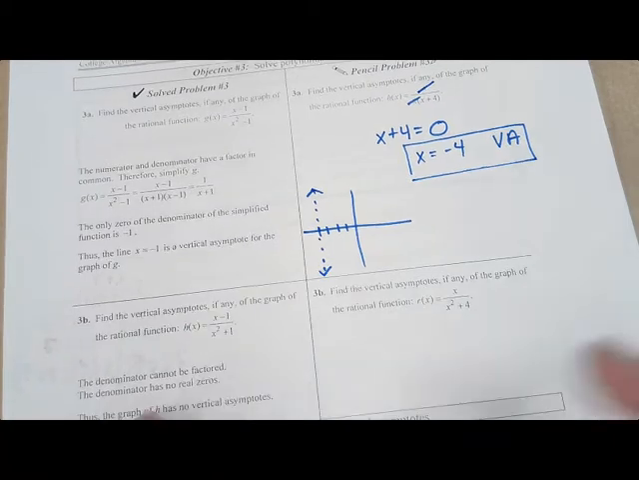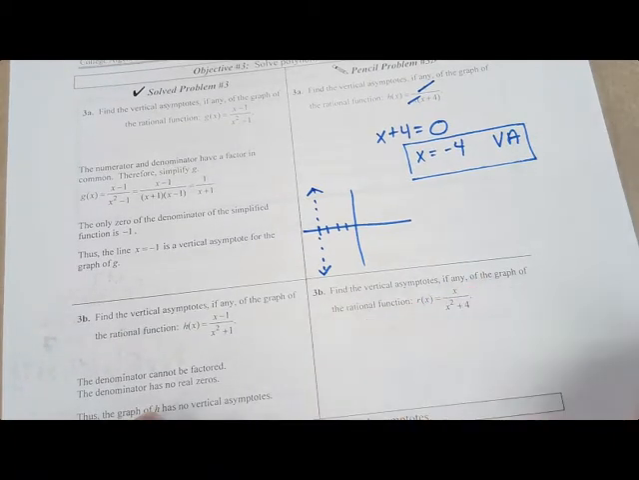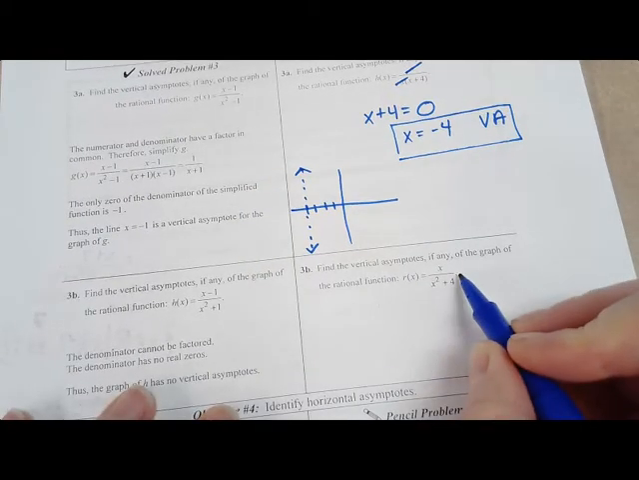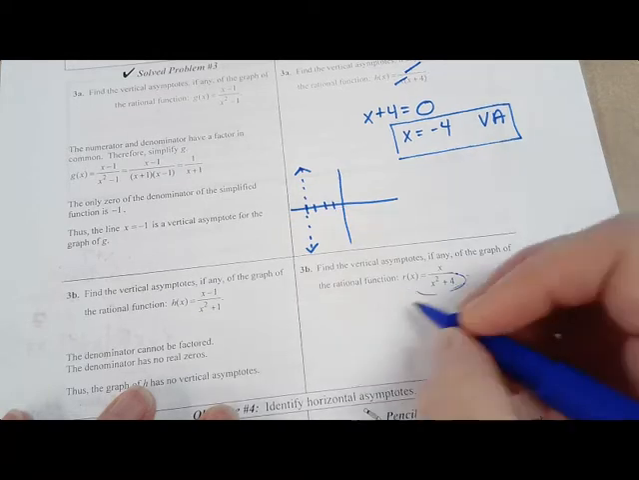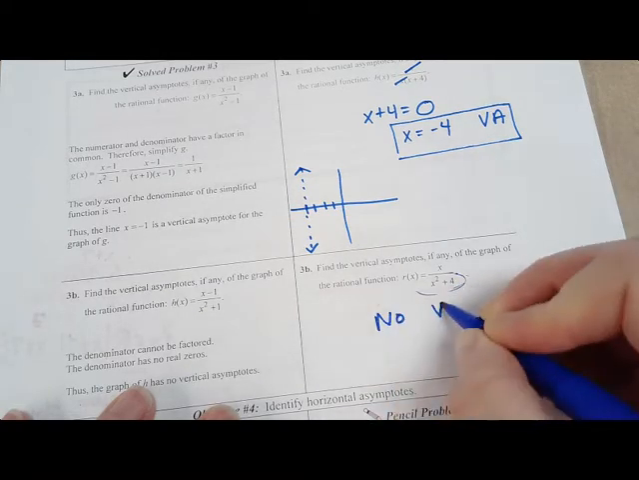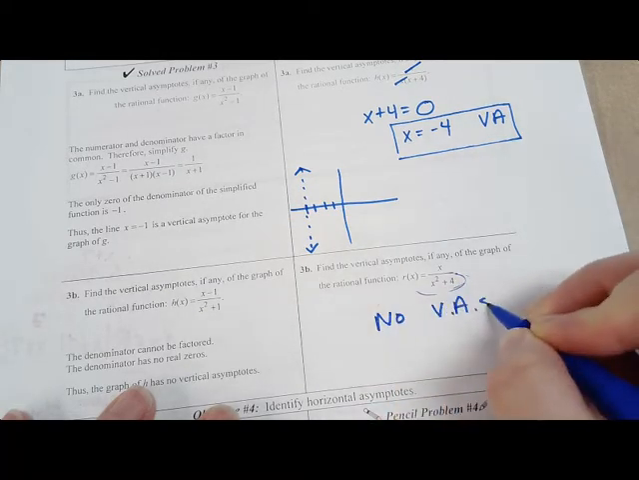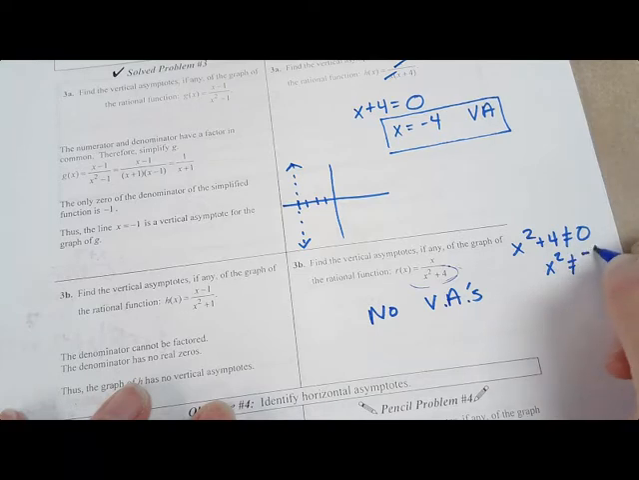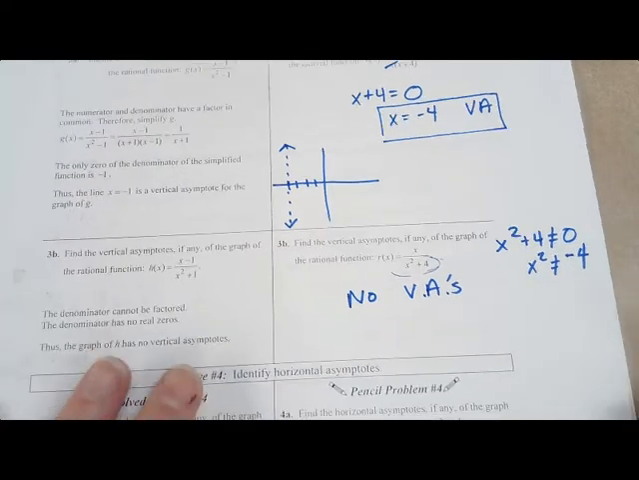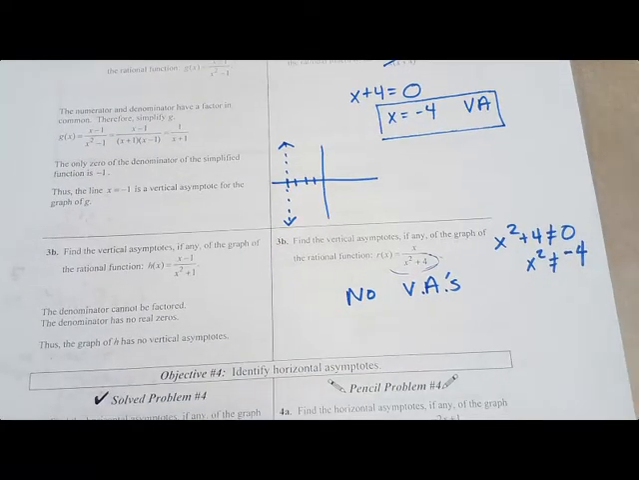Okay, the next one, find the vertical asymptotes, if any, of the graph of this rational function. I cannot make this ever equal 0. So there are no vertical asymptotes, because x squared plus 4 will never equal 0. Because if you end up solving this, that'll never happen. That's imaginary.